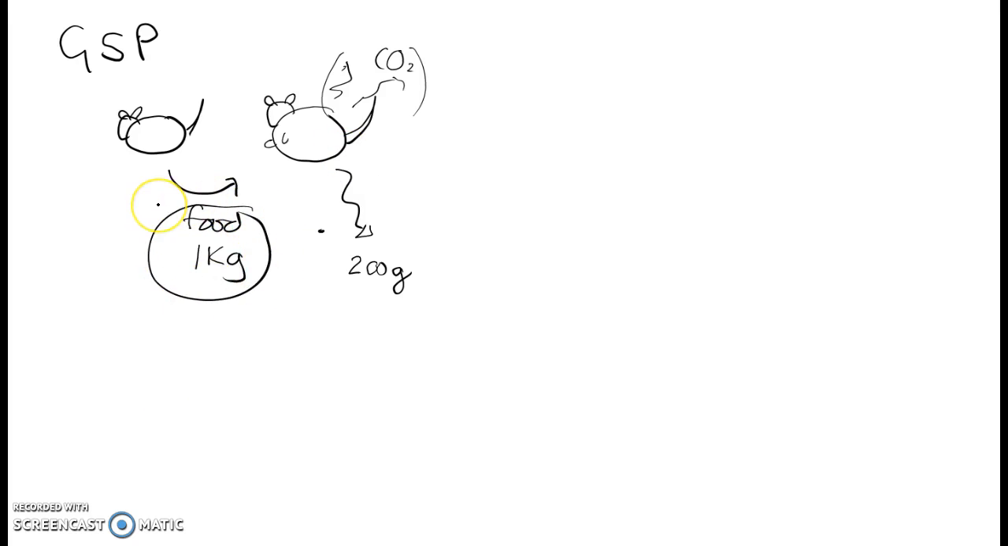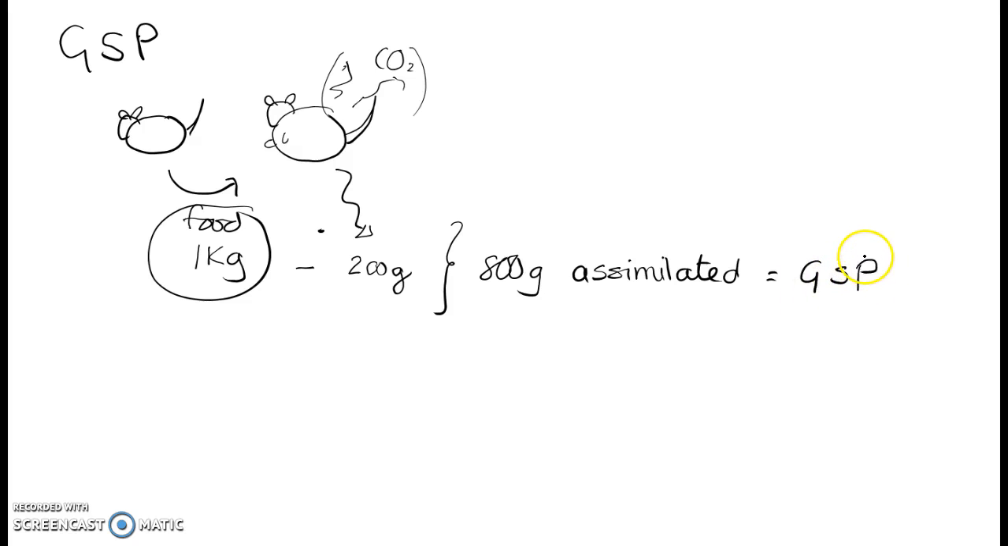But we do know that it ate 1 kilogram of food. We know it lost 200 as poo. And so we know that 800 grams was assimilated, made part of its body. And that equals gross secondary productivity. Secondary because it's a consumer, gross because we haven't included this carbon dioxide that's disappearing. So it's the gross amount.